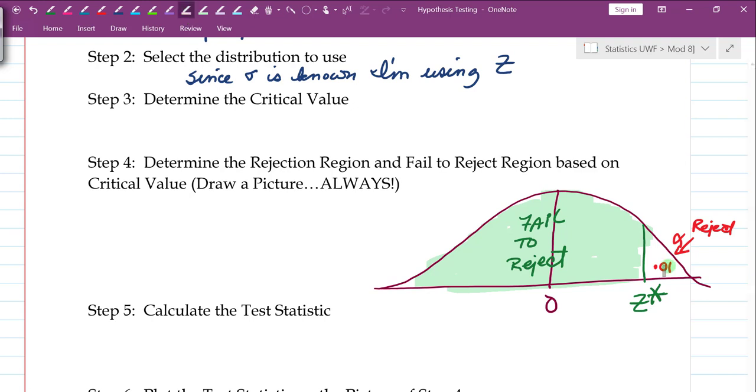And then here's your rejection area right here to the right. And now we need to determine our critical value. What does z star actually equal?